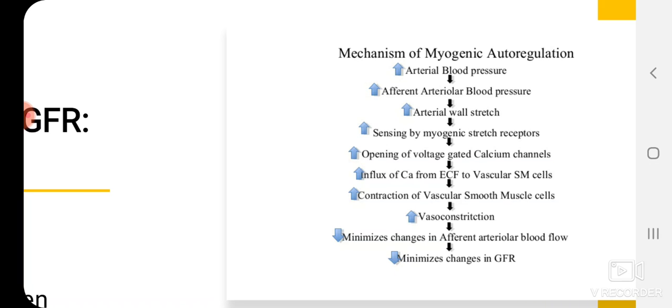So what happens? Sensation by the myogenic stretch receptor. In the wall they have smooth muscle fibers, with a receptor for stretch. So sensation is increased on that receptor. What will happen? Opening of the voltage-gated calcium ion channel, and influx of calcium from the extracellular fluid into the vascular smooth muscle cell.